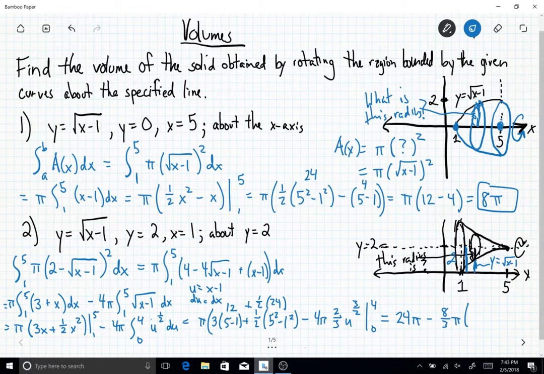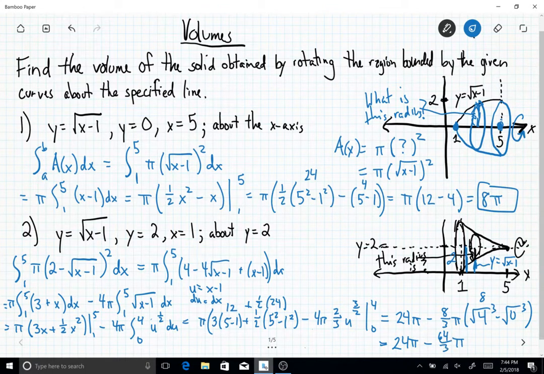And then 3/2 power, that just means the square root. And then we cube it. So square root of 4, the quantity cubed, minus square root of 0, the quantity cubed. Well, that'll be 2 cubed, essentially. So you get 8 right here. And so that'd be 64 over 3. So you get 24 pi minus 64 thirds pi. You know, that's good for a final answer.